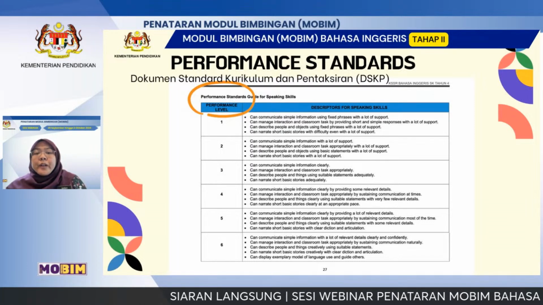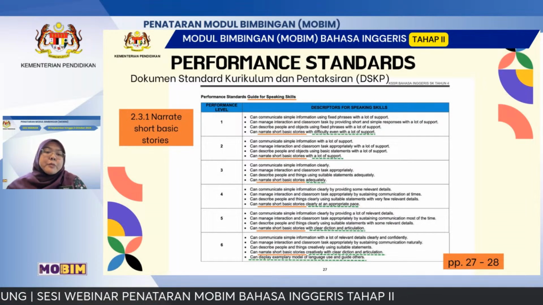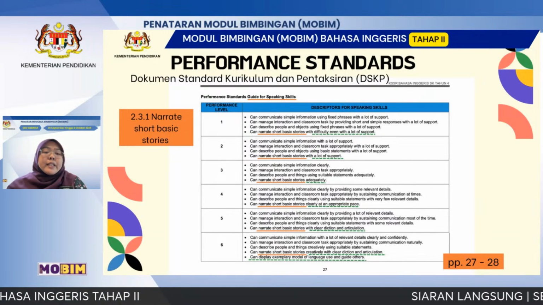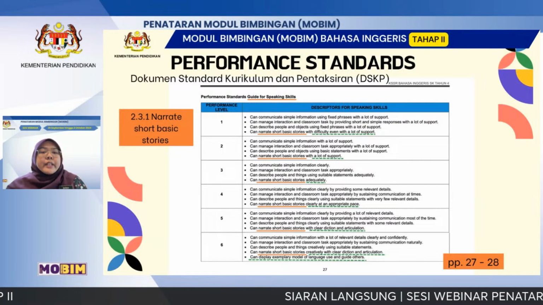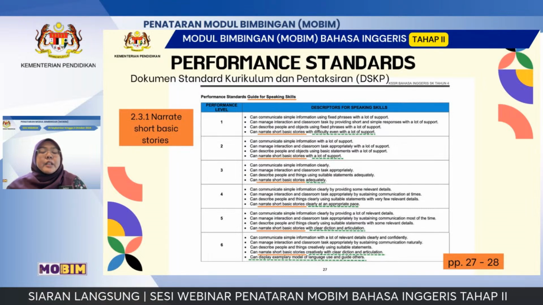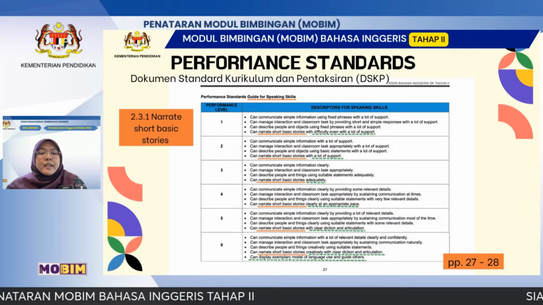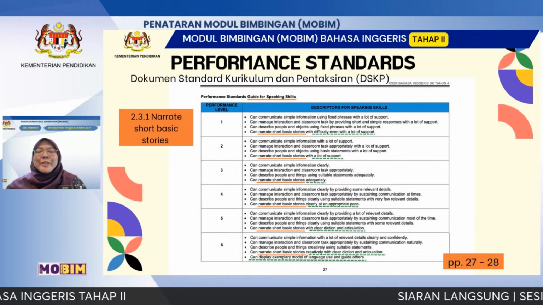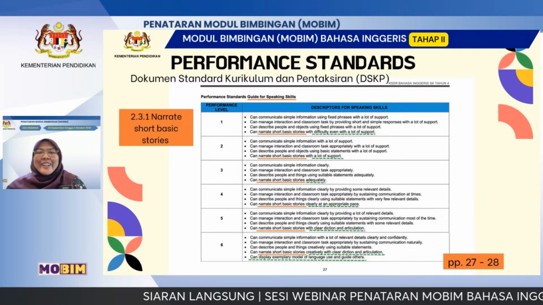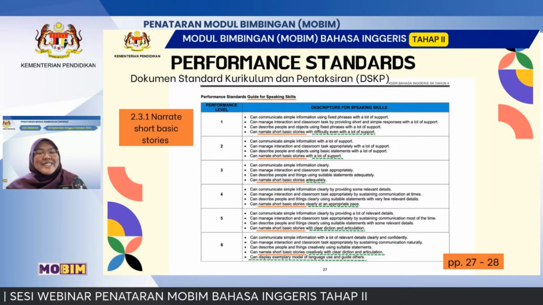To illustrate further, here on this slide, you can see the degree or the quality of proficiency that the pupils are expected to display, again, in relation to the content and the learning standards. Let's say, for instance, you're carrying out a lesson focusing on learning standard 2.3.1, which is to narrate short basic stories. Would you be able to determine which descriptors match this learning standard? I'll give you a moment to look for it, and maybe you can respond in the comments. Just a moment.